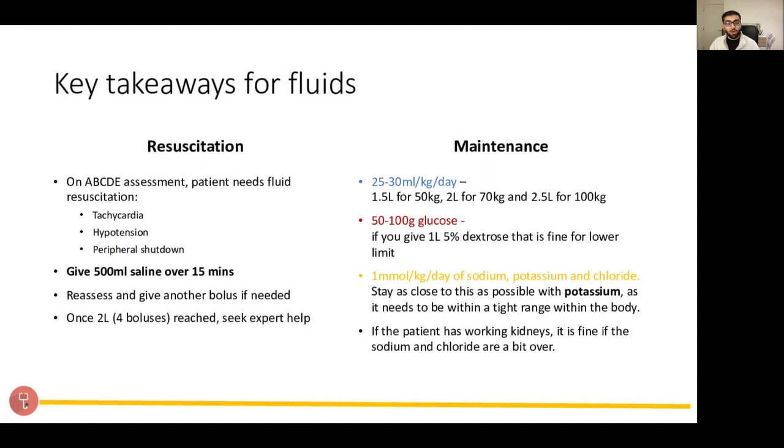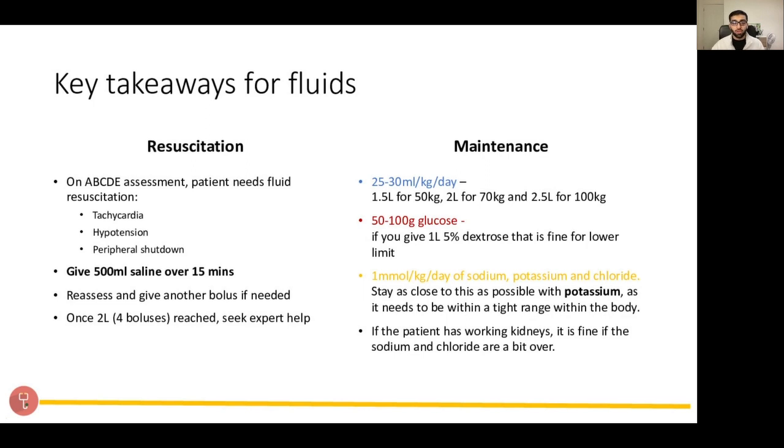So here are the key takeaways that you need for fluid prescribing. We talked about the three general areas, so resuscitation, maintenance, and replacement. At the finals level, the main two that you need to know are resuscitation and maintenance. So for resuscitation, again, do your ABCD assessment, and if a patient needs fluids, you'll be able to tell based on things like tachycardia, hypertension, and peripheral shutdown, which you can tell from raised, prolonged cap refill, weak and thready pulses.